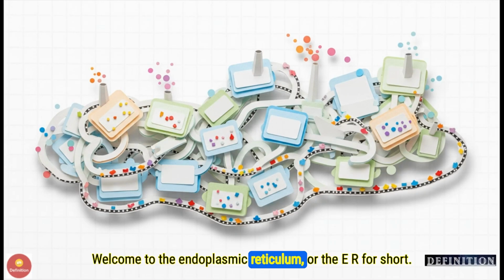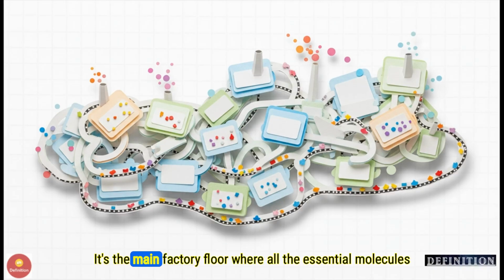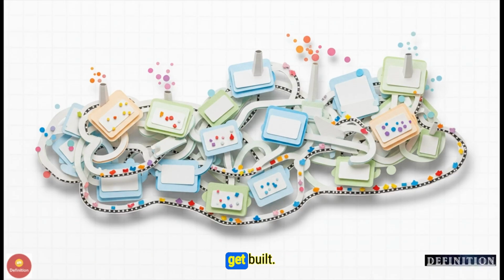Okay, from energy, we move on to manufacturing. Welcome to the endoplasmic reticulum, or the ER for short. This huge network of membranes is basically the industrial heartland of the cell. It's the main factory floor where all the essential molecules get built.